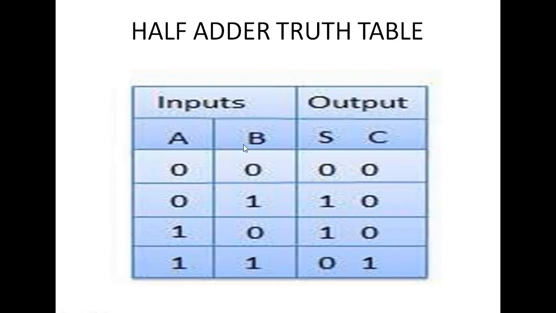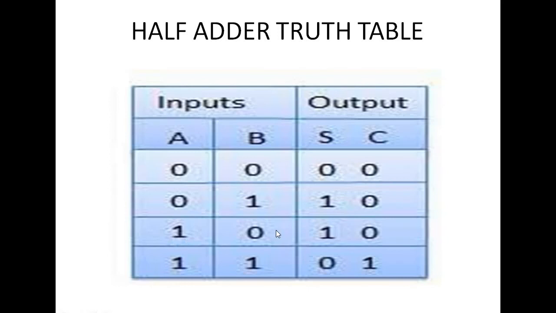Then see, this is the truth table of your half adder. From this truth table you can know some extra things about your half adder. If the 2 inputs are 0 0, A is 0, B is 0, if I add A and B, what is the result? 0 plus 0, sum is 0. Is there any carry present? No, so carry is also 0. If A is 0 and B is 1, what is the sum of 0 and 1? 0 plus 1 is equal to 1. Is there any carry? No, it is 0.